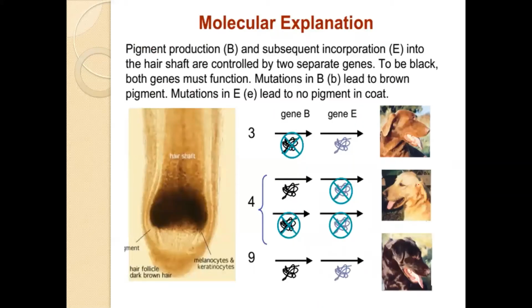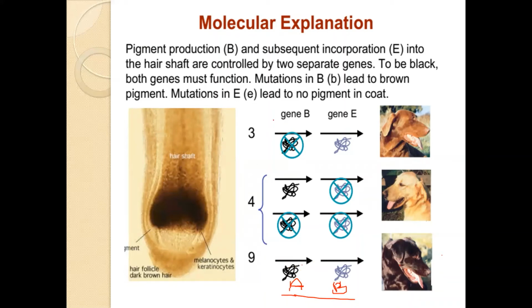So what is the molecular explanation behind this? The molecular explanation is, these are the two gene products, A is this and B is this. For having the color black, both of the gene products are necessary. That is why, with both A and B in a dominant condition, they produce a black genotype.